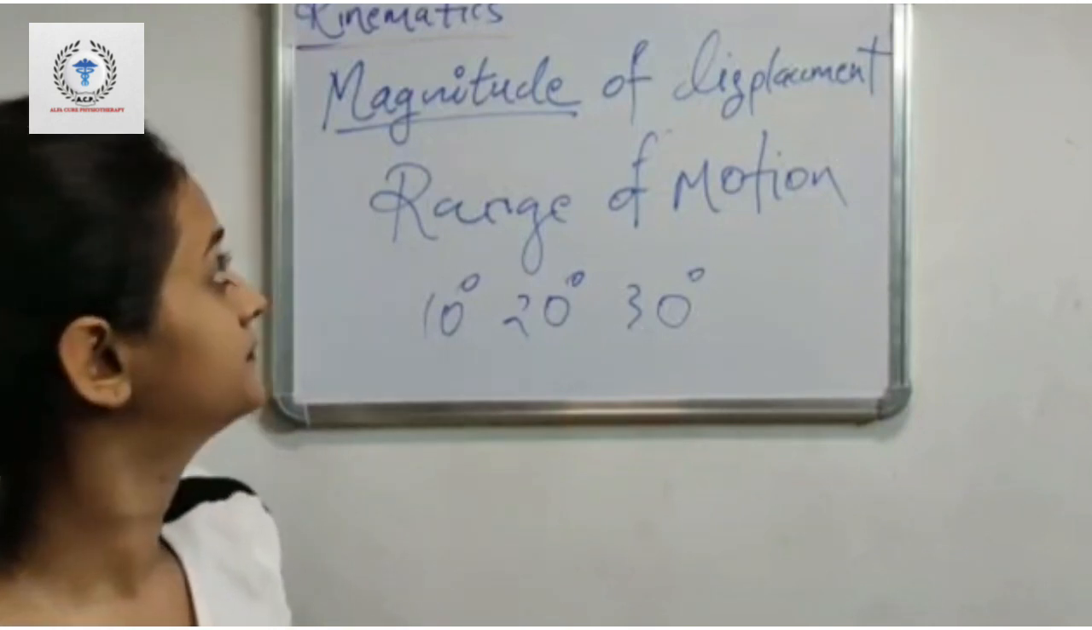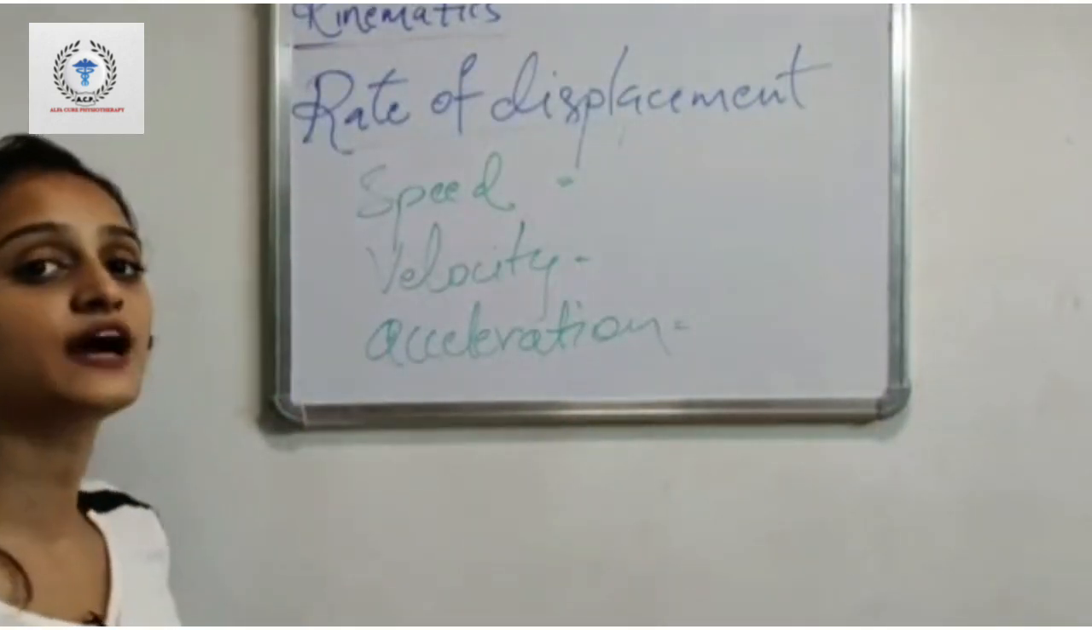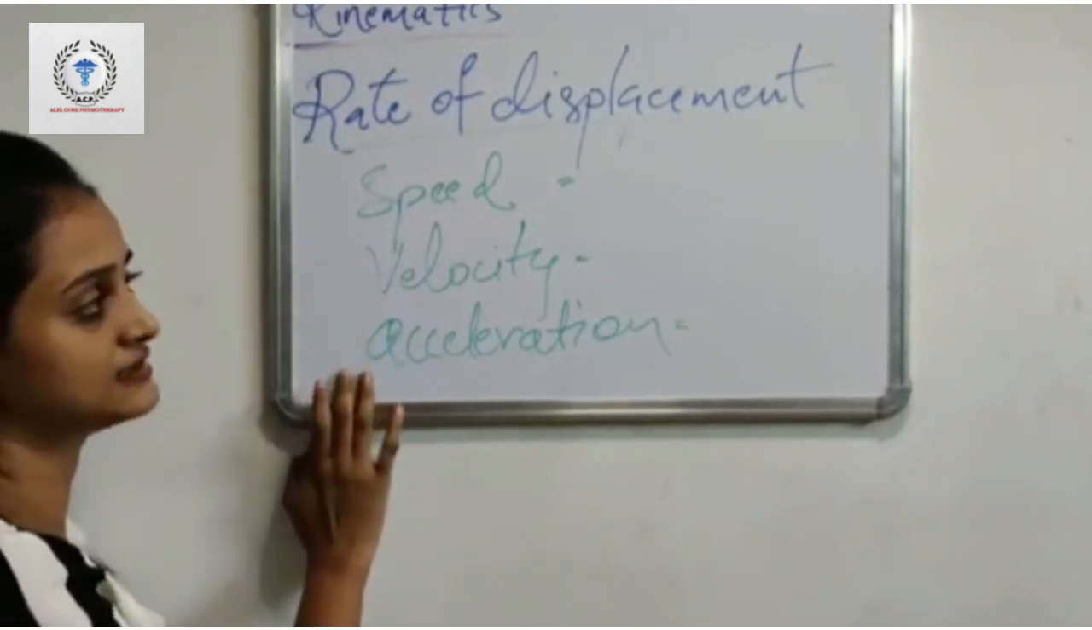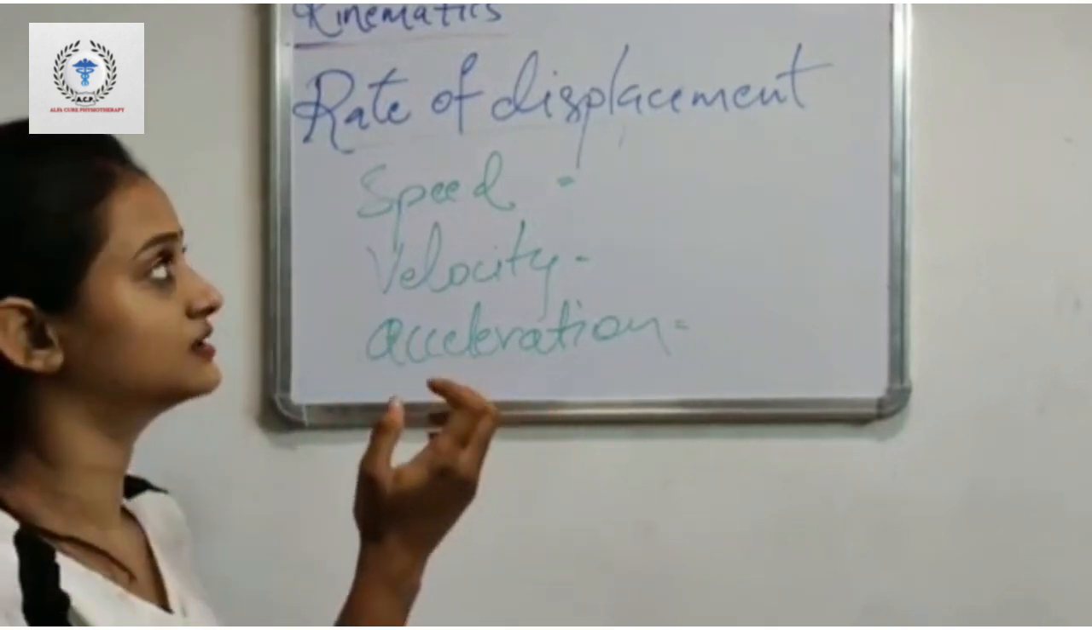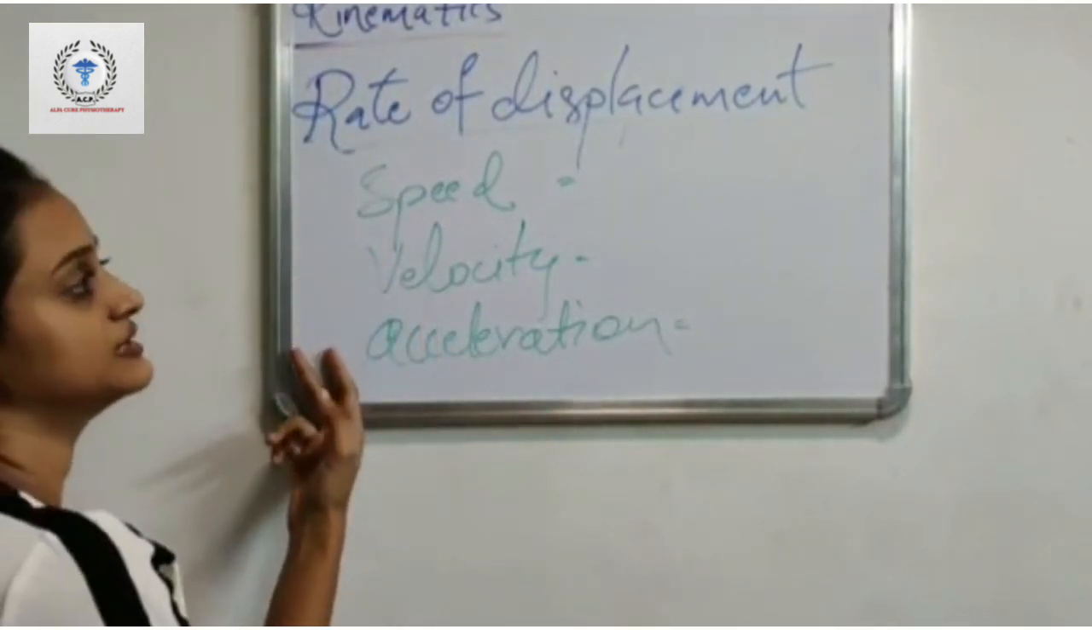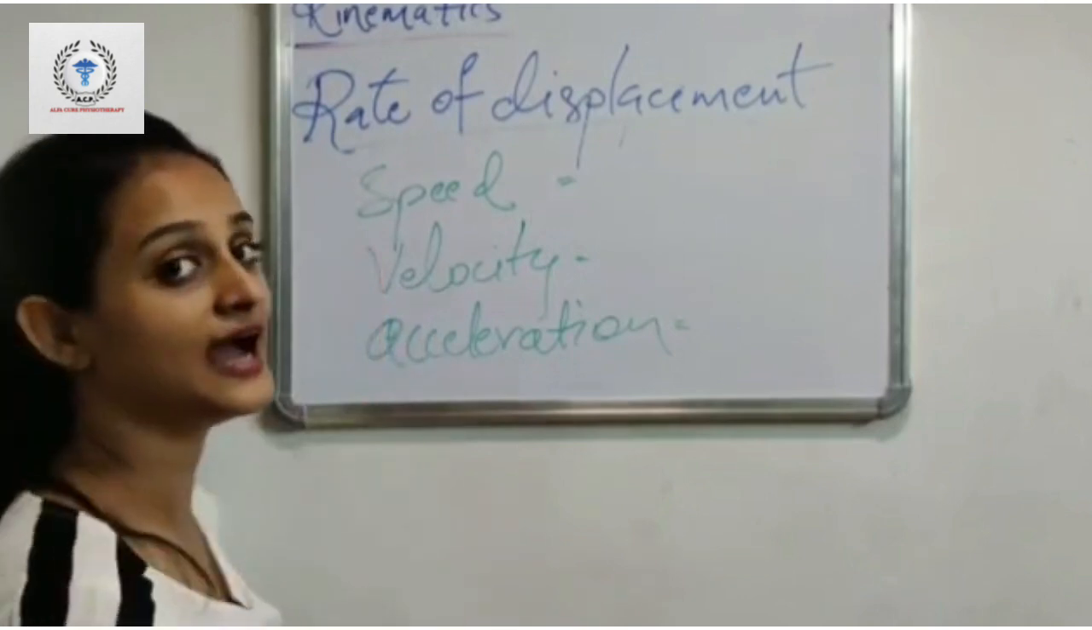When you study rate of displacement, you have to keep these three things in mind, that is speed, velocity and acceleration. The rate at which the movement takes place has to be measured in these three quantities: speed, velocity and acceleration.